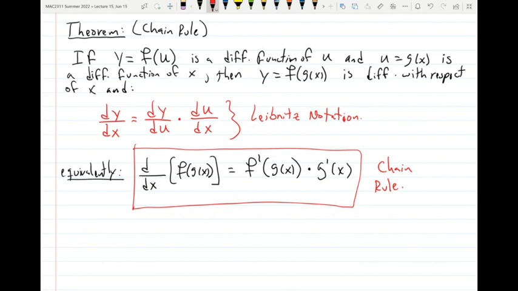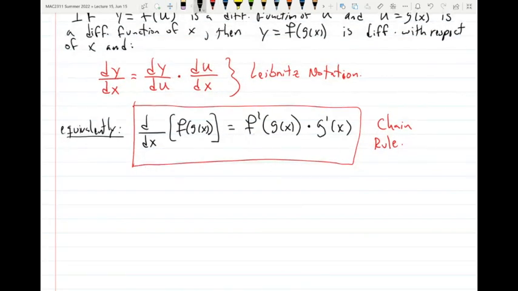And in words, it says when you take the derivative of the composition, what is this equal to? You take the derivative of the outside function, and plug in the inside function, times the derivative of the inside. Okay? In words, that's how you say it. So that's why you need to know what your f is and what your g is. Otherwise, you cannot use the rule. Okay?